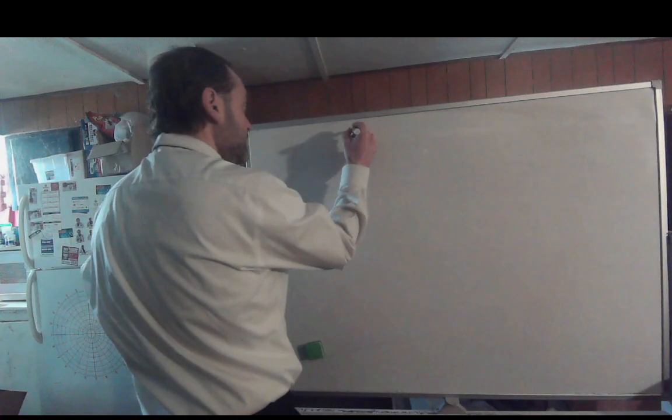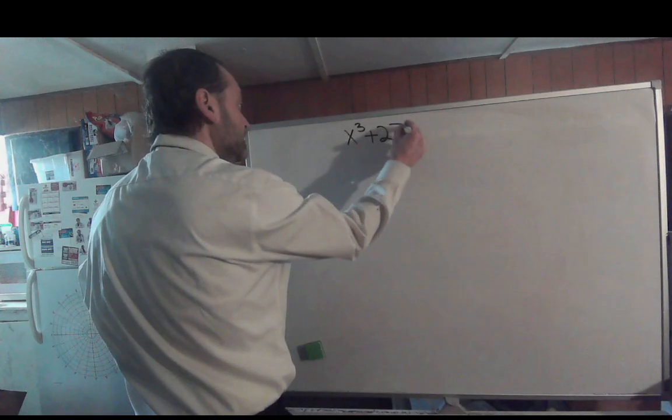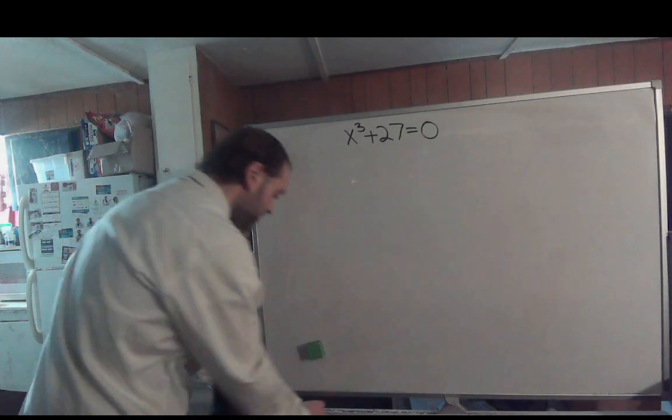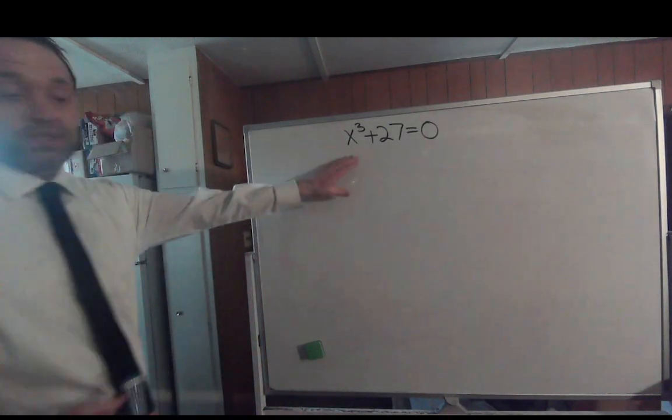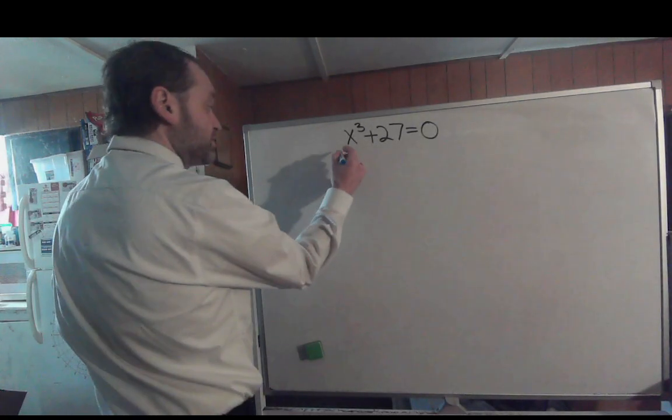Now, we have x cubed plus 27 is equal to 0. So we have x cubed plus 27 is equal to 0. Well, remember this is a sum of cubes. So we'll factor the sum of cubes.